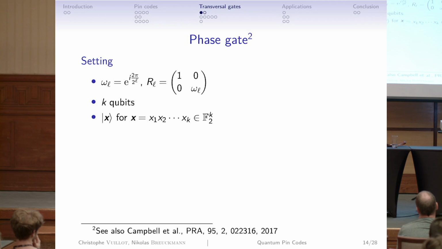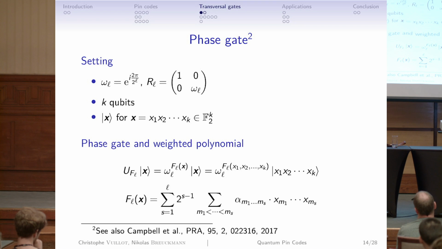Okay. All right, so let me quickly talk about transversal phase gates. So I'm going to write down omega L as the 2 to the L's root of unity, and then RL the corresponding phase gate. And by a general phase gate, I mean a gate that acts diagonally on the computational basis. And what it does, it puts a phase, which is given by omega L to some polynomial, which is called a weighted polynomial because every monomial is weighted by a corresponding power of 2.